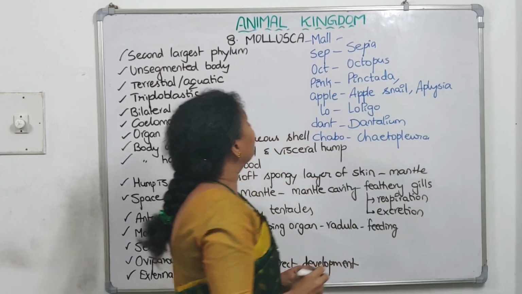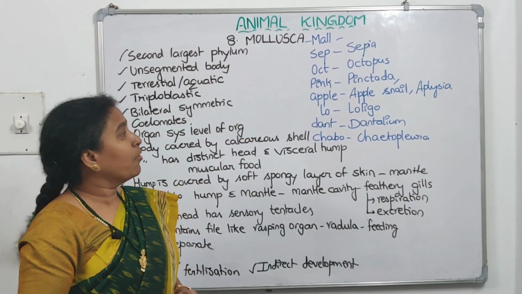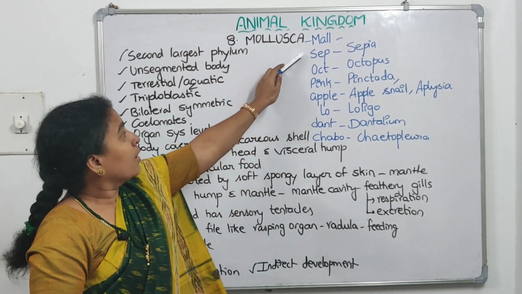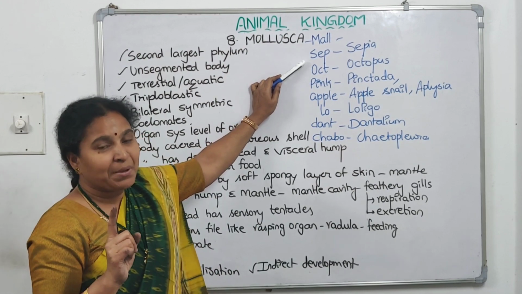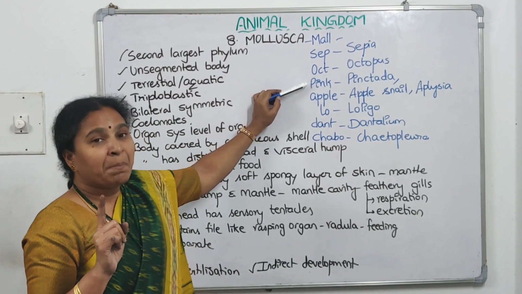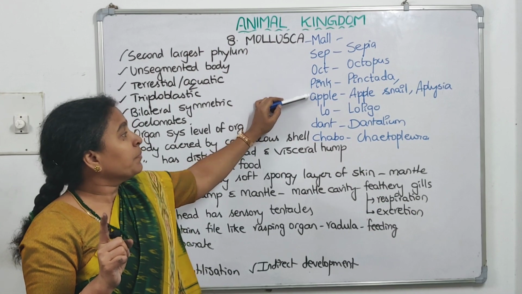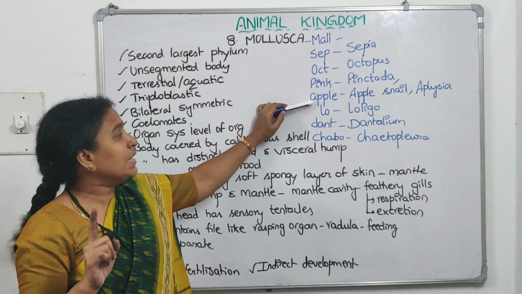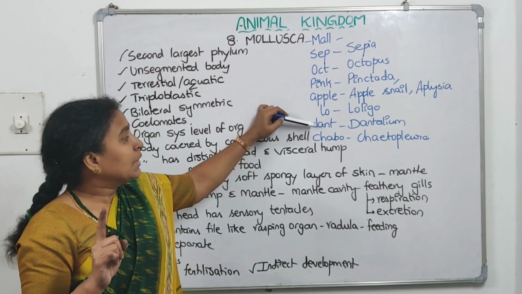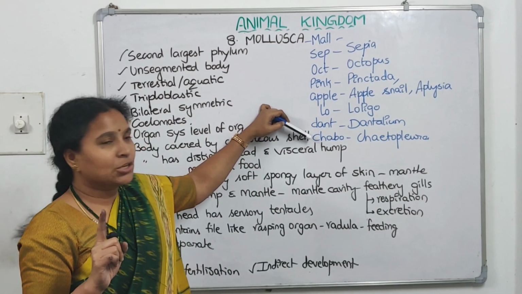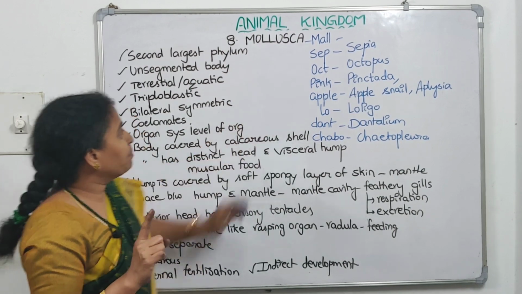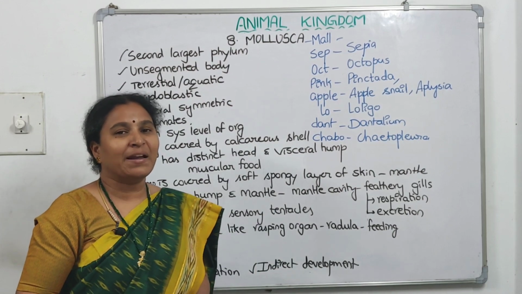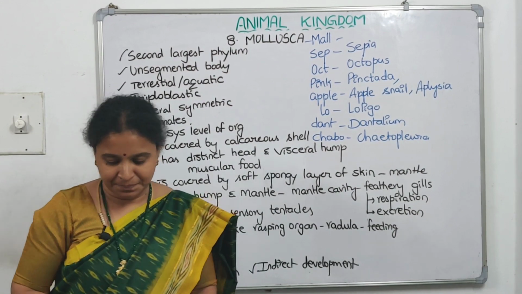So the code we made for memorizing the examples of Mollusca is: mall mein September, October month mein pink apple lo aur dant se chabao. Mall is Mollusca, September is sepia, October is octopus, pink means Pinctada which is pearl oyster, and apple means apple snail, and the next one is Aplysia, sea hare, Loligo means squid, Dant means Dentalium, Chabao means Chaetopleura. So this is a simple trick to memorize mollusc examples. Take a screenshot, then we will talk about the next phylum, it is ECHINODERMATA.